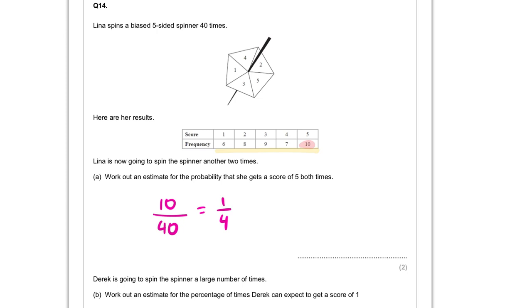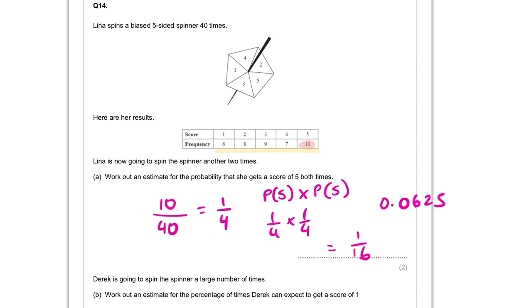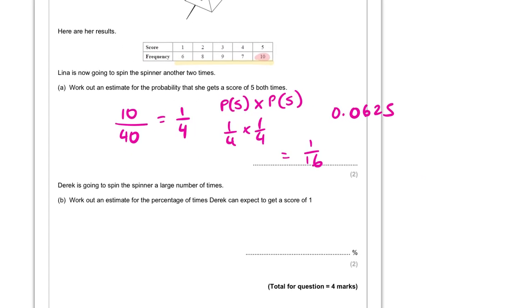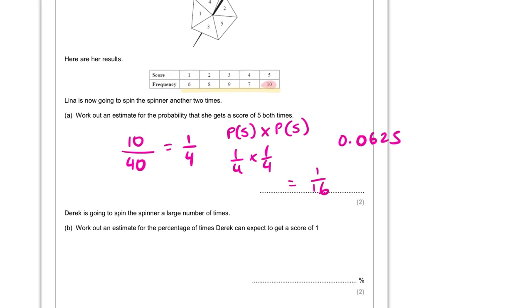So the probability of getting 5 both times is the probability of getting a 5 and the probability of getting a 5, which is a quarter times a quarter, which is 1 over 16. Okay, now if you did use decimals and you put 0.0625, that will also be accepted. But if you rounded that, you won't get the full marks.